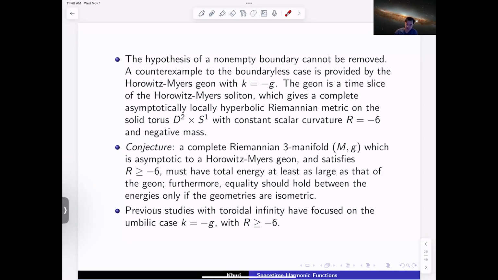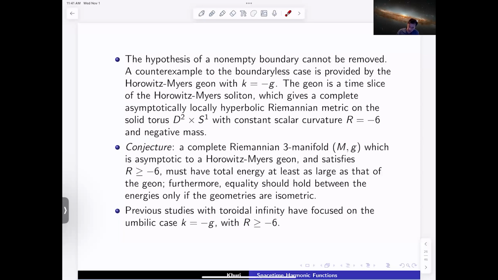There's the Horowitz-Myers geon, which is a complete metric on a disk cross a circle, so a solid torus. The boundary is the conformal infinity. It has scalar curvature -6, and this arises as a static solution to the Einstein equations with negative cosmological constant. These are a type of soliton solutions. And this object actually has negative mass. So if you don't have a boundary, then you cannot necessarily satisfy a positive mass theorem.